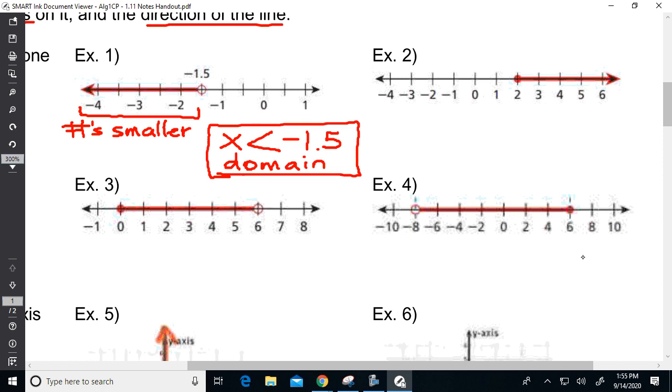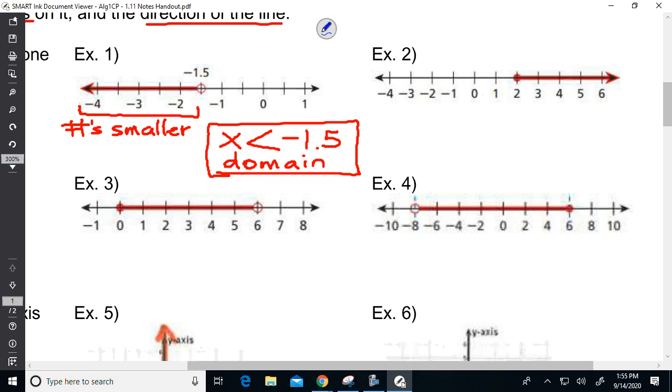So for example 2, we have a closed dot on the number 2, and the shading is to the right. So what are all the numbers to the right of 2? Is that bigger numbers or smaller numbers? So these are bigger numbers. Bigger numbers is an indicator of greater.